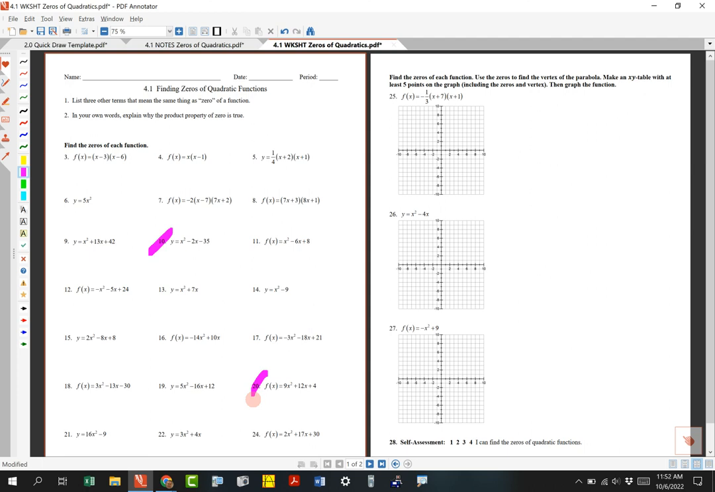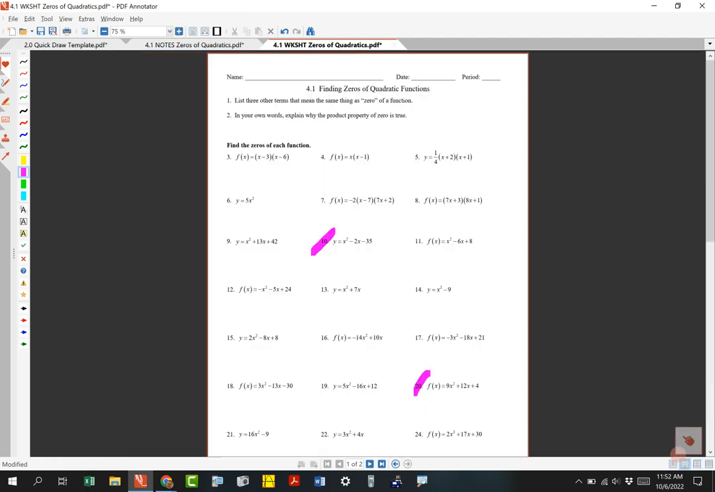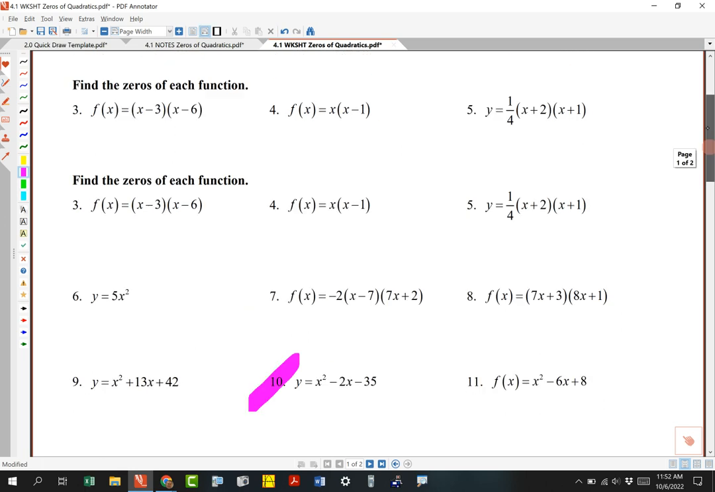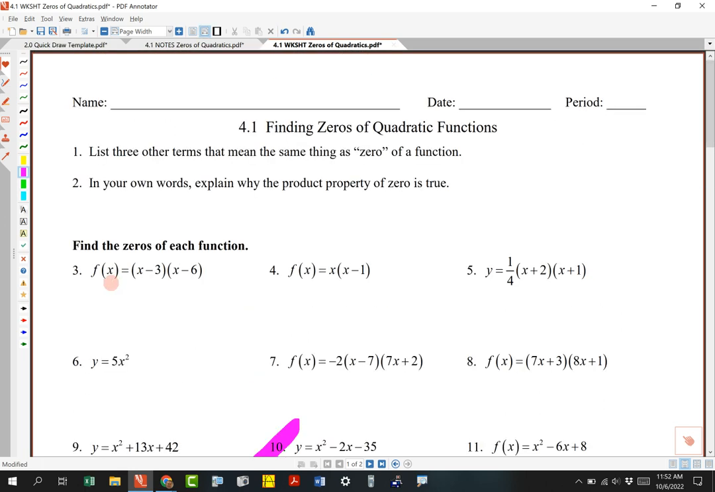Aren't we solving it when we're doing zeros? Aren't we doing y equals 0 or f of x equals 0? Solving? Yeah. So when it says find the zeros, that's the same as saying solve this. So if we take a look at number 1, we're basically saying when does y equal 0? When does f of x equal 0? When are we on the x-axis? So we're replacing that with a 0 and then solving it.